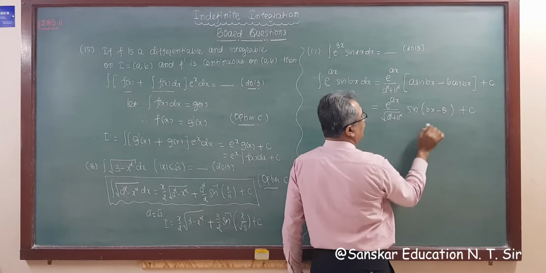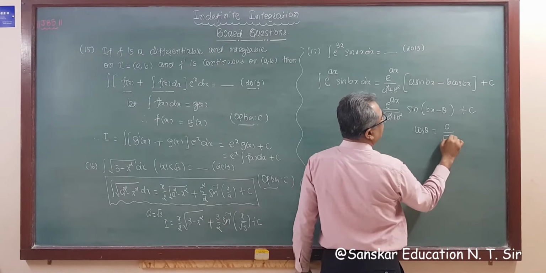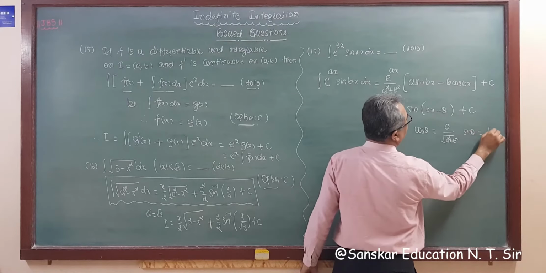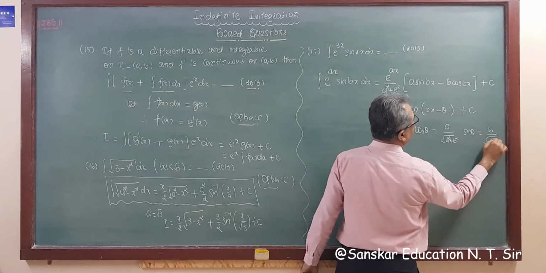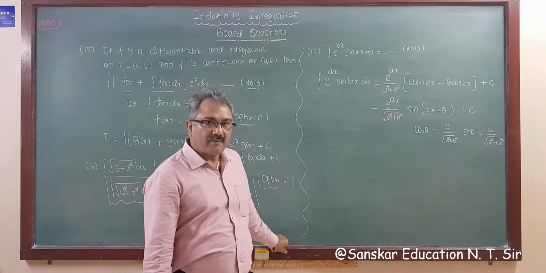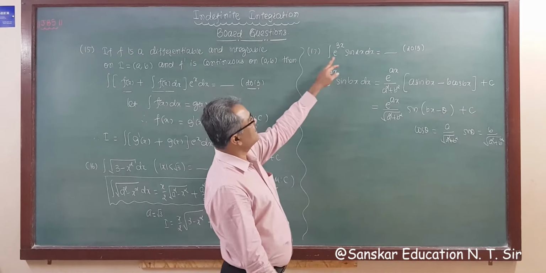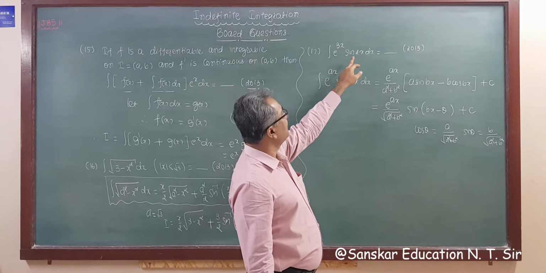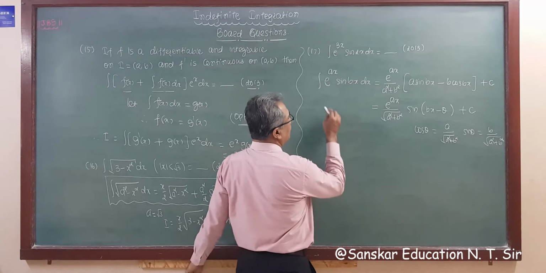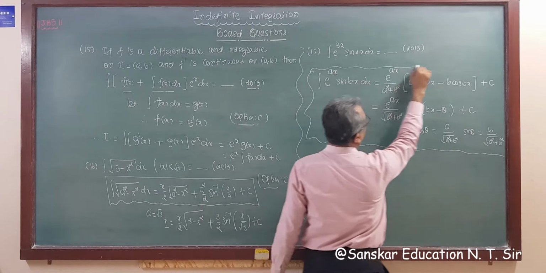For theta, you have to remember cos theta is equal to a upon root a square plus b square, and sin theta is equal to b upon root a square plus b square, that you know, right? So you have to apply this formula. So what is given here? e raised to ax sin bx dx. a is 3 and b is 2. So this is your standard formula that you have to remember, right?